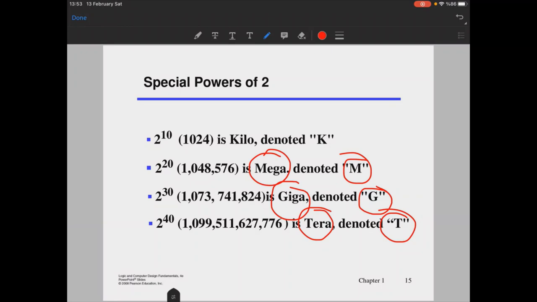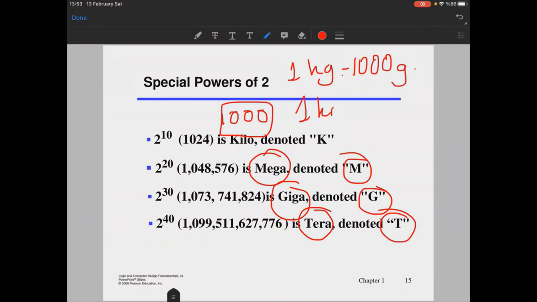But be careful here. Kilo here is not like the kilo in the metric system, for example kilograms. 1 kilogram means 1,000 grams, right? That is for weight, or 1 kilometer corresponds to 1,000 meters. But in the computer domain or binary domain, 1 kilobyte, or 1 kilobit, means 1,024 bits. This is the distinction. That's why you see some differences between what we understand as kilo from other metric systems for weight or something like this. It's a bit different, but roughly the idea is similar.